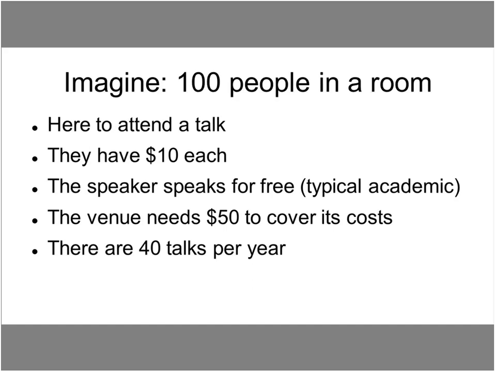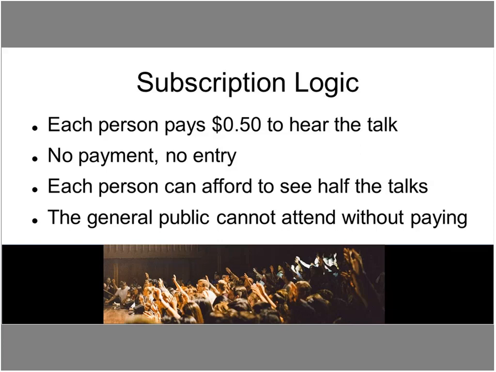Under a traditional model of subscriptions, it looks a little bit like this. Each person pays 50 cents to hear the talk, and if you don't pay, you're not coming in. This is what we call a classic economic model, where essentially people are not willing to pay for something to which others could get access without paying. Each person in this setup can afford to see half the talks per year.